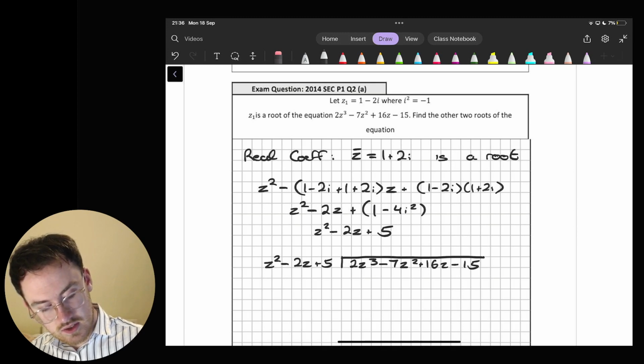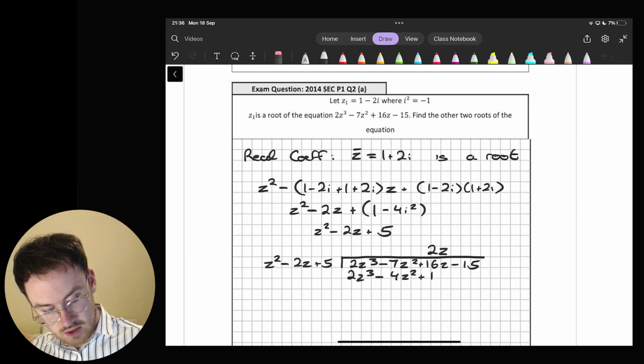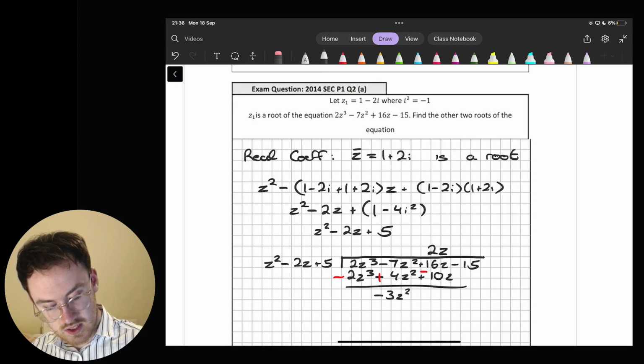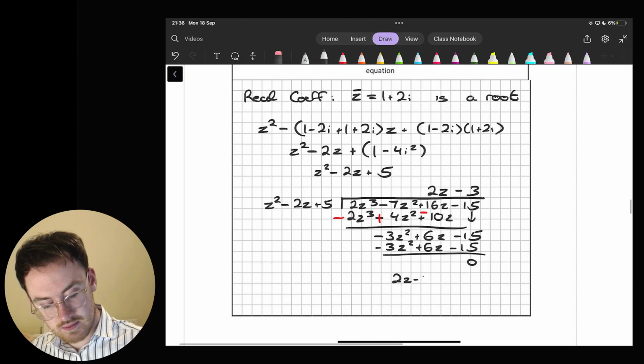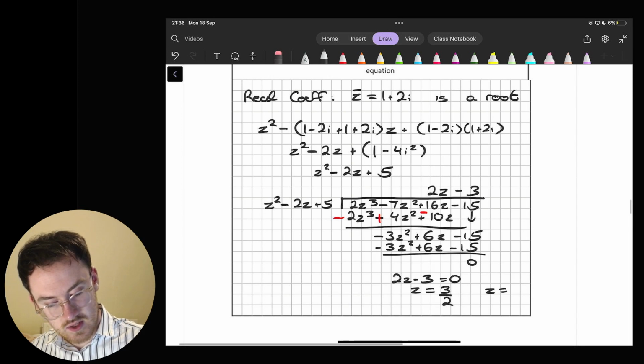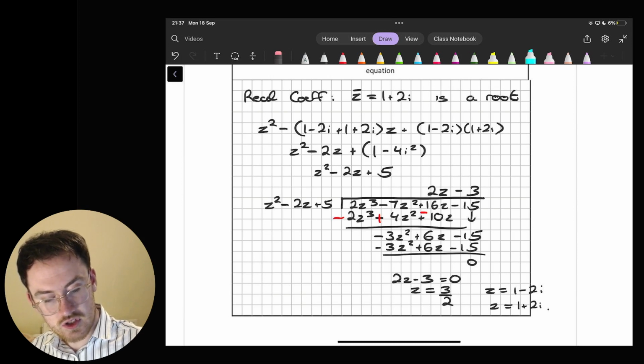So let's have a look. It would be 2z, so 2z cubed minus 4z squared plus 10z, and subtracting those values gives me 3z squared minus... I'm going to be multiplying by minus 3, so minus 3z squared plus 6z minus 15. And that's going to subtract to give me 0. So we'll have 2z minus 3 as a factor, which means z is 3 over 2. And my other roots, of course, we had already established: z is 1 minus 2i and z is 1 plus 2i there as well.